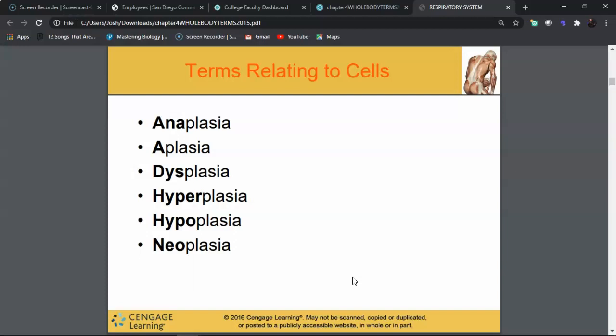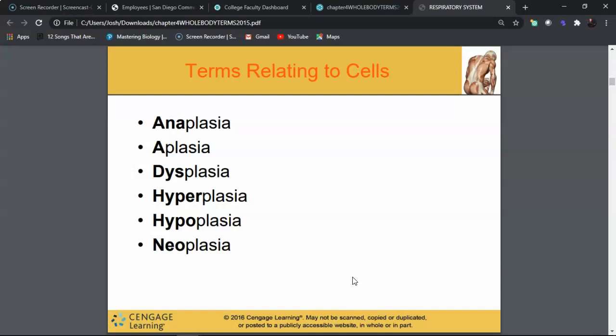And so when we have anaplasia, then we have a change in the structure and orientation of cells that are characterized by a loss of differentiation and reversion to a more primitive form. So key words from there are basically a loss of structure and orientation that reverts it to something that's more primitive or more basic, okay?